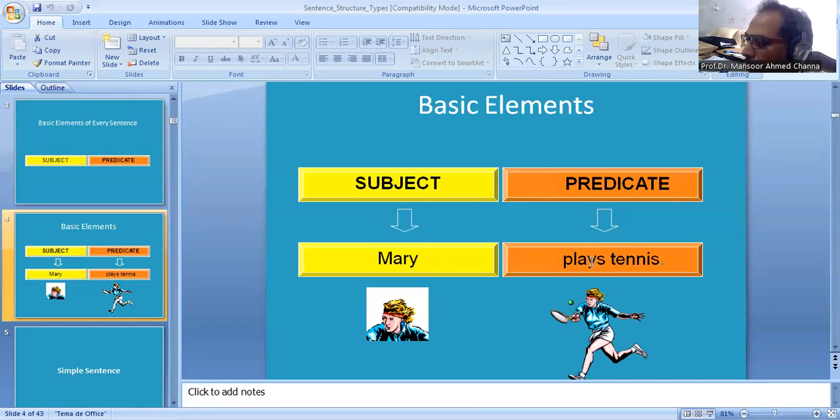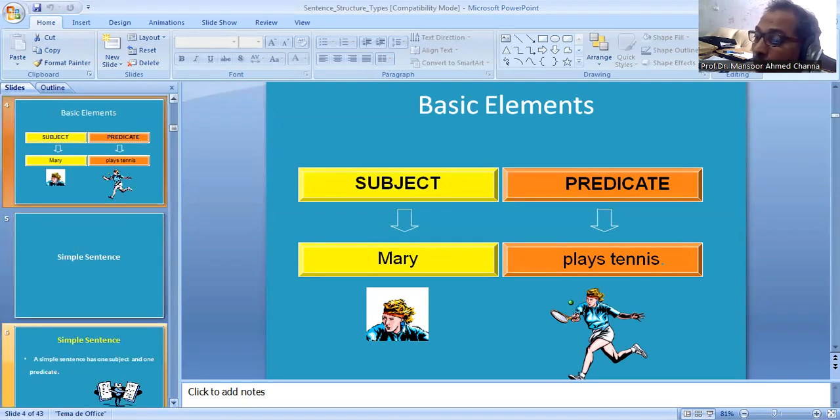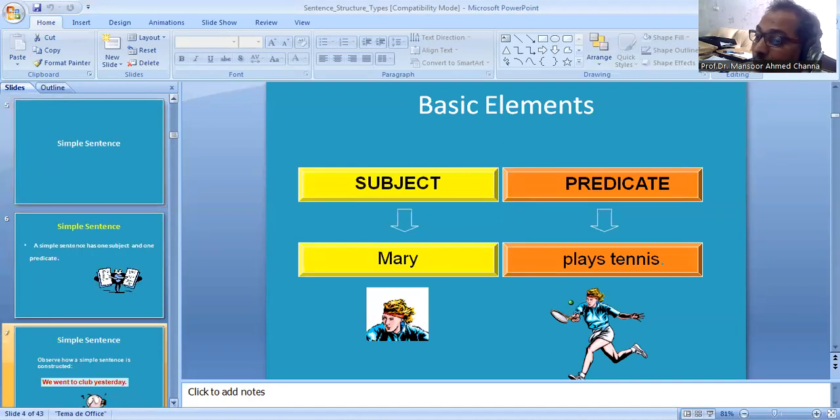Predicate contains verb as well as object, meaning the later part. There are two parts of the sentence. One is called subject. Subject is a noun or pronoun, and predicate means the later part of the sentence, like Mary, Mary the subject, and plays tennis is the predicate. Now, these are before going to start something about simple sentence. So these are the two parts. I hope you understand that in every sentence, these two parts play the role in order to become a sentence.